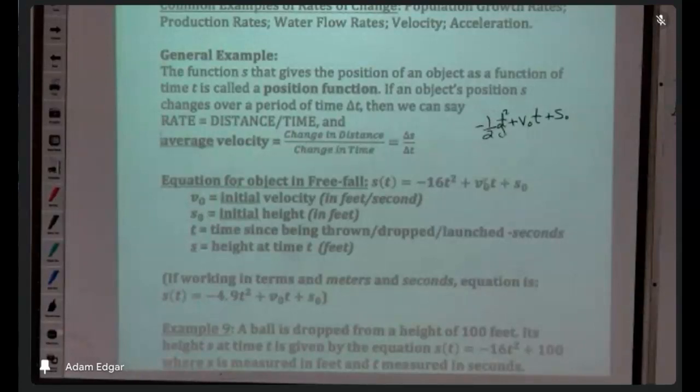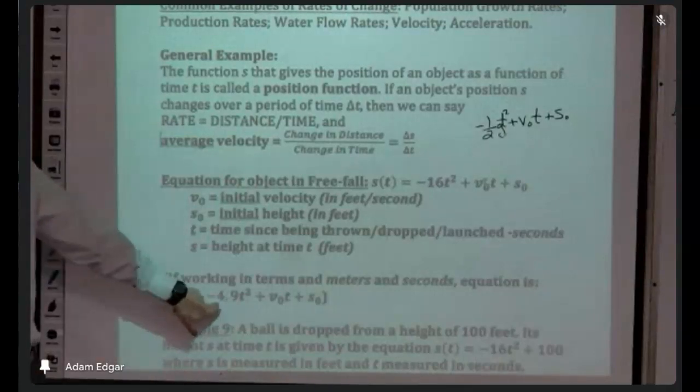In the conceptual physics class, I think they just make this 5 to make the math a little bit easier.